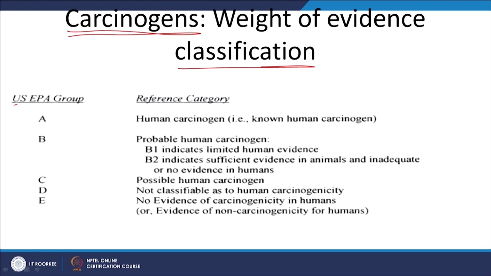And typically we look at the US EPA classification. So here we have 5 different classifications, and here is the reference category, as in it depends upon the level or weight of evidence that has been gathered thus far, right. So, in that context, A, the highest class, human carcinogen, as in it has been known to cause cancer in humans, right. So, that is the highest class.